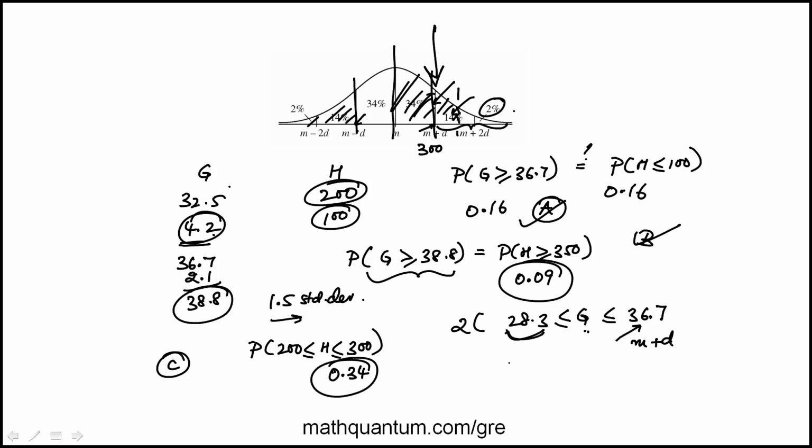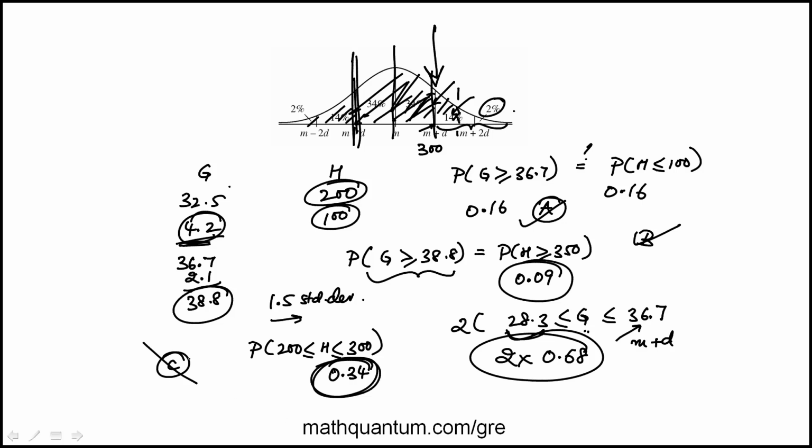And 28.3 would be one standard deviation less. So it's here. This would be 0.68, and then we have a factor of 2, so no, this is going to be more than 1, whereas that's 0.34. So C doesn't work. The answer is A and B.